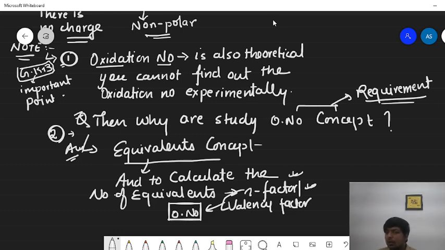So this is the overall introductory session of oxidation number, where we have talked about what oxidation number is, what the requirement is, and many more things. And in the next session, we will study the rules which are designed to find out the oxidation number.